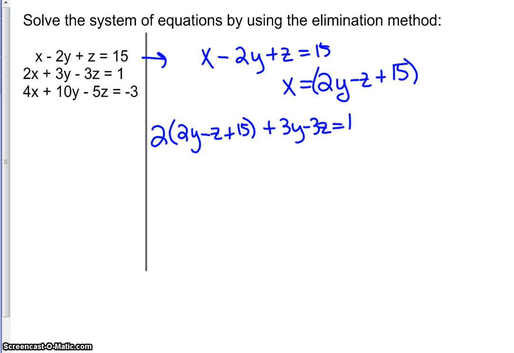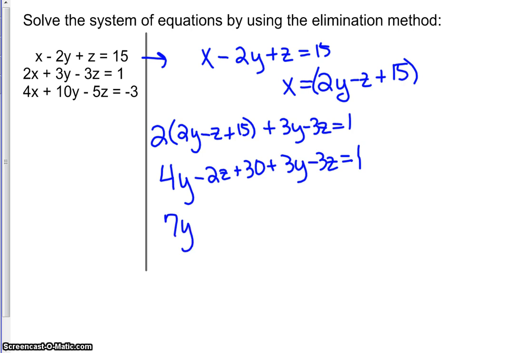These take a little bit of time. Now we have 4y minus 2z plus 30 plus 3y minus 3z. All right, so now we combine like terms. I have 7y minus 5z, and I'm going to put my constants on my right side. So I'm going to subtract 30 from both sides, equals negative 29. Took a while to get there.